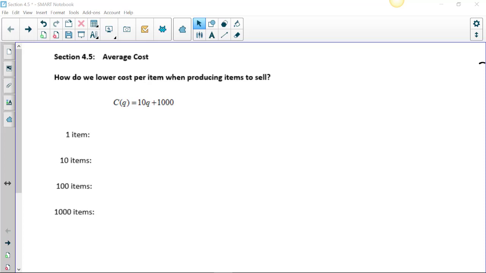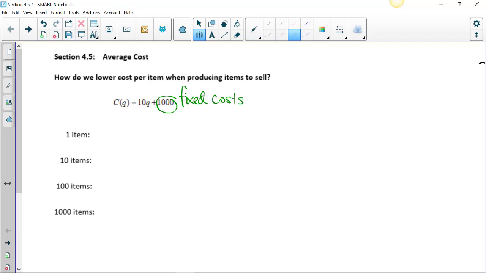Okay, so here's our total cost function, 10Q plus 1,000, meaning each item costs 10. That's our variable cost, $10, and our fixed costs are $1,000. No matter what production we have, if we have no production, we still have $1,000 fixed cost. So let's talk about our total cost. If I produce one item, it costs me $10 plus 1,000, so that's $1,010.